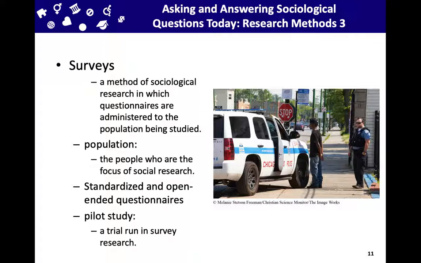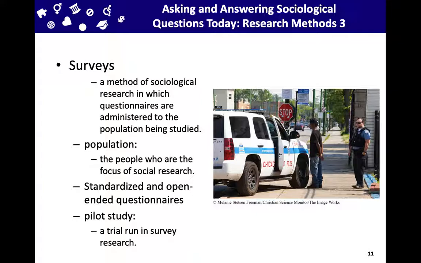The population is usually the people who are the focus of the research. There are usually two different types of questionnaires that are used in surveys. One is standard or fixed choice, which is like multiple choice, where it's yes or no, with no expanding. The other one is open-ended, where you're explaining why, and every answer could be a little bit different. A trial run is a survey in which only a few people participate, so you're just trying to get a grasp on what people are thinking about the topic.